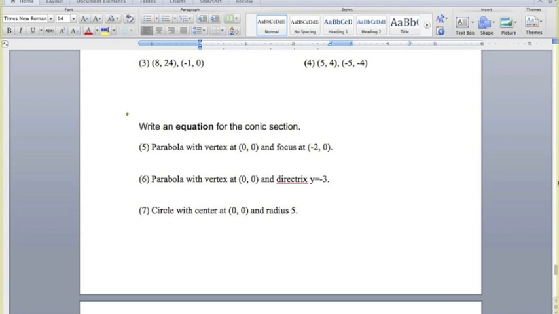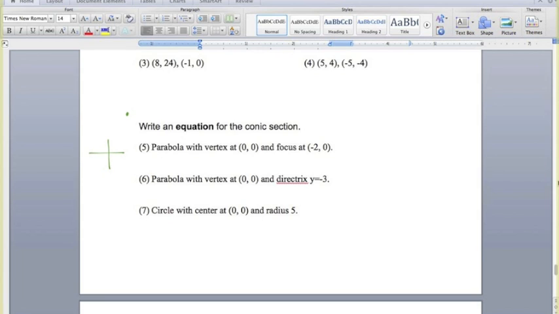The next group of questions wants us to write an equation for the conic section. You can use the chart that's at the top of the review because it will also be at the top of your test. So all of the information in the charts about the standard form of the equations you do not need to have memorized.